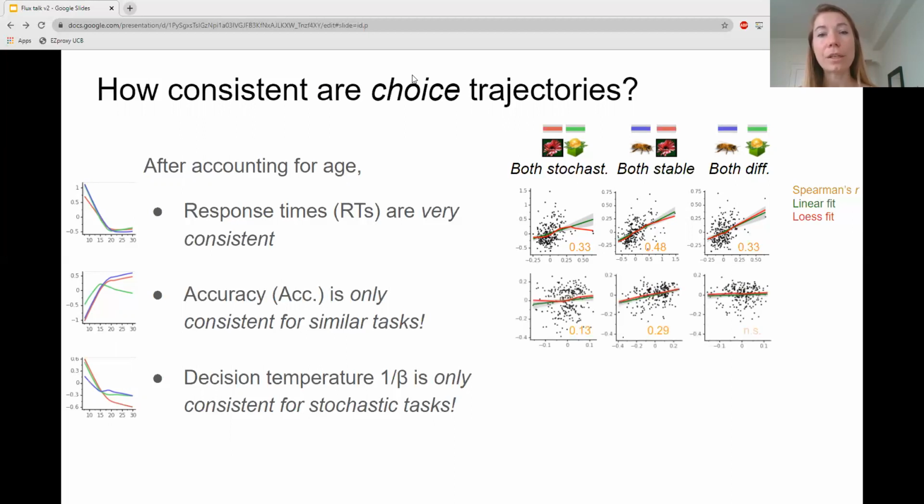Here, the residuals are only correlated between similar tasks on the left and in the middle here. In other words, knowing the accuracy of a participant in one task tells us something about their accuracy in a similar task, but it doesn't tell us anything about a very different task.